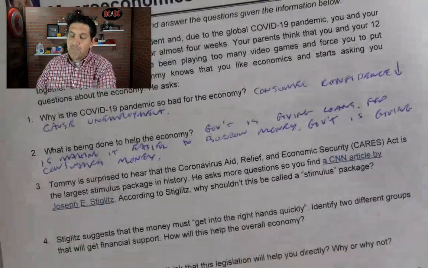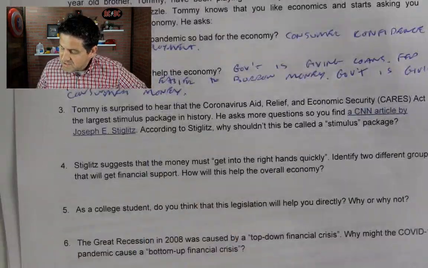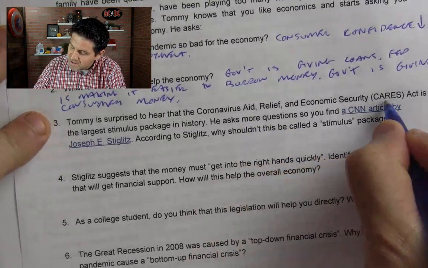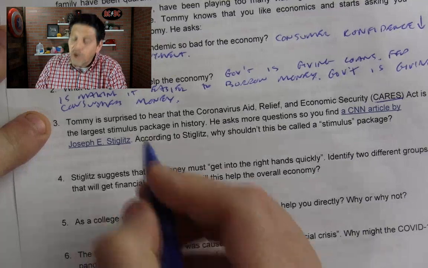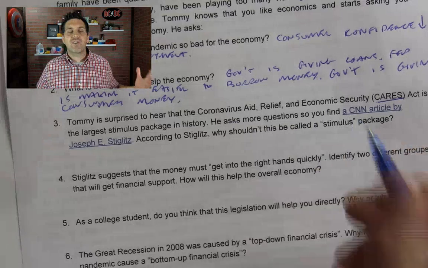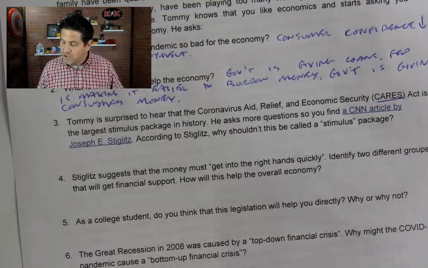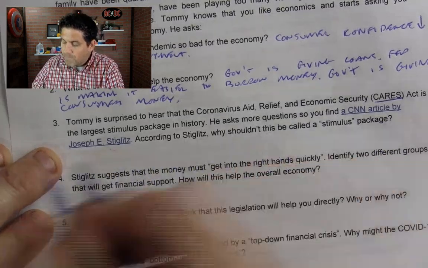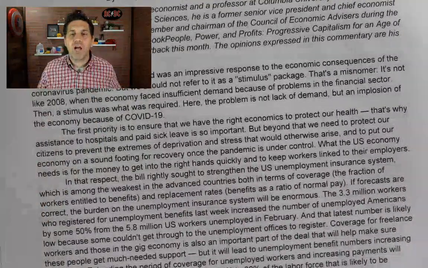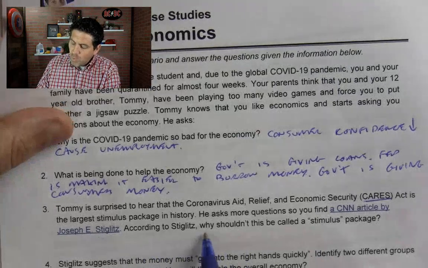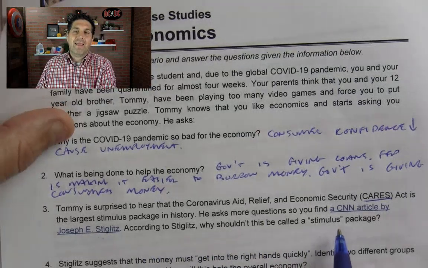Okay, for number 3, let's jump into the actual article. Tommy is surprised to hear that the Coronavirus Aid, Relief, and Economic Security Act, which is CARES, is the largest stimulus package in history. He asked more questions. And whenever a 12-year-old asks you a bunch of questions, you go, okay, I need more information. You go find a CNN article that's written by Joseph Stiglitz. According to Stiglitz, so that article I gave you guys, it is right here. We'll read and talk about it and analyze it a little bit in a second. But basically, the first question, according to Stiglitz, why shouldn't this be called a stimulus package? So what we're going to do is this.